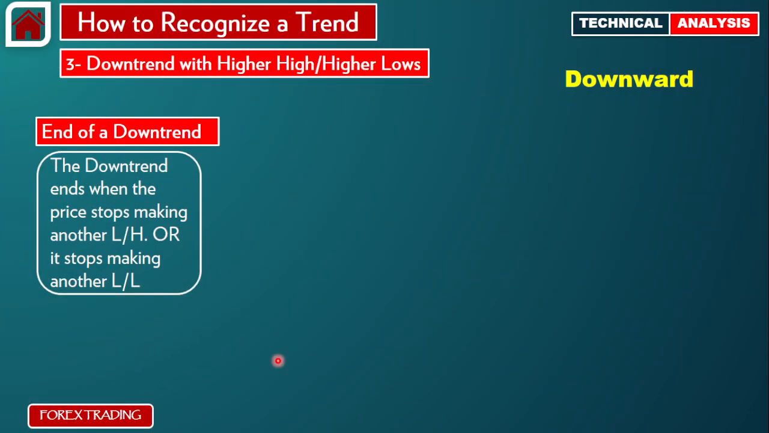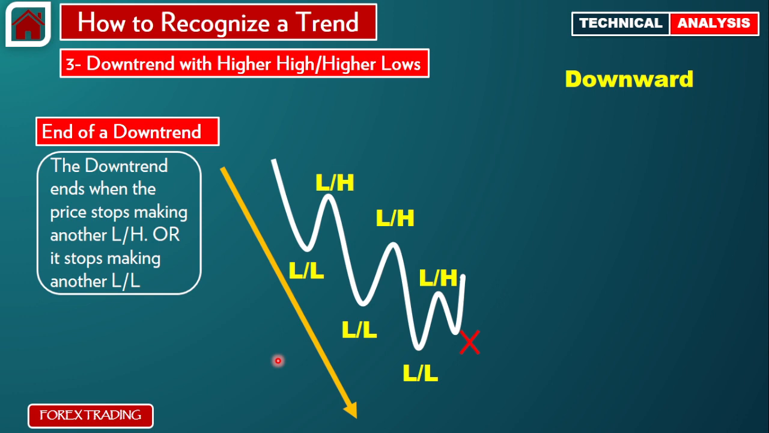So when we see there's an end of a downtrend, the downtrend ends when the price stops making another low high or it stops making another low low. So let's see how it looks on the picture. So this is a downward market. Okay, it's making one cycle of low high and low low, second cycle, and then third cycle, and then it stops making another low low like this one over here.